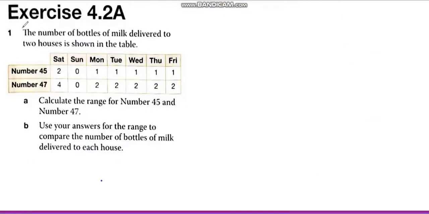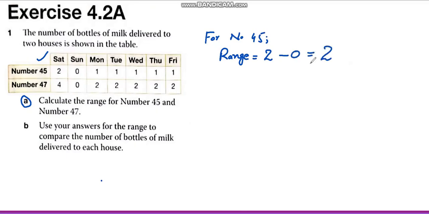In question number 1, it says the number of bottles of milk delivered to 2 houses is shown in the table. We can observe the table, and in part A, they want us to calculate the range for number 45 and number 47. For number 45, the range is the difference of the maximum and minimum value. The maximum value is 2 and the minimum value is 0, so the range is 2. While for number 47, the range is again the difference of the maximum and minimum value. So here the range is 4.